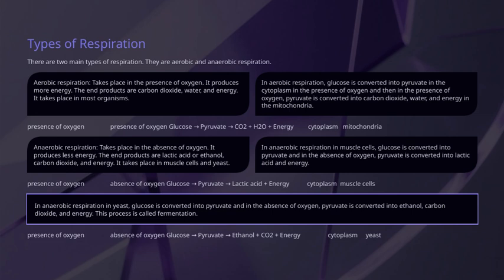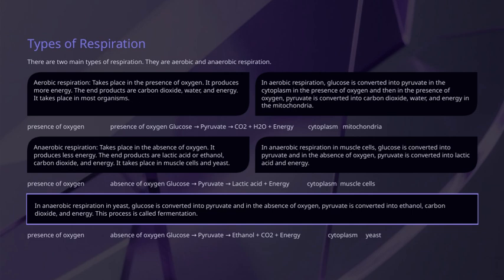On the other hand, in aerobic respiration, oxygen is present. Glucose is again converted into pyruvate in the cytoplasm, but this time, with oxygen, the pyruvate moves into the mitochondria. There, it's further broken down into carbon dioxide, water, and a significant amount of energy. This process is more efficient and occurs in most organisms during normal activity.